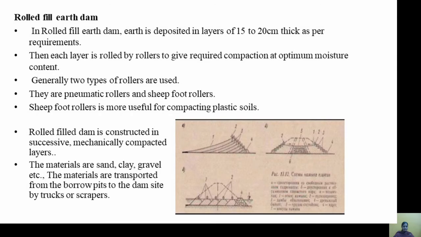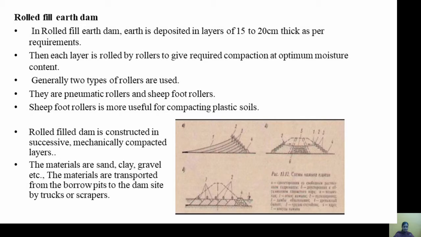Roll-filled earth dams. In roll-filled earth dams, earth is deposited in layers of 15 to 20 cm thick as per requirements. Each layer is rolled by rollers to the required compaction at optimum moisture content. Generally, two types of rollers are used. They are pneumatic rollers and sheep foot rollers. Sheep foot rollers are more useful for compacting plastic soils.